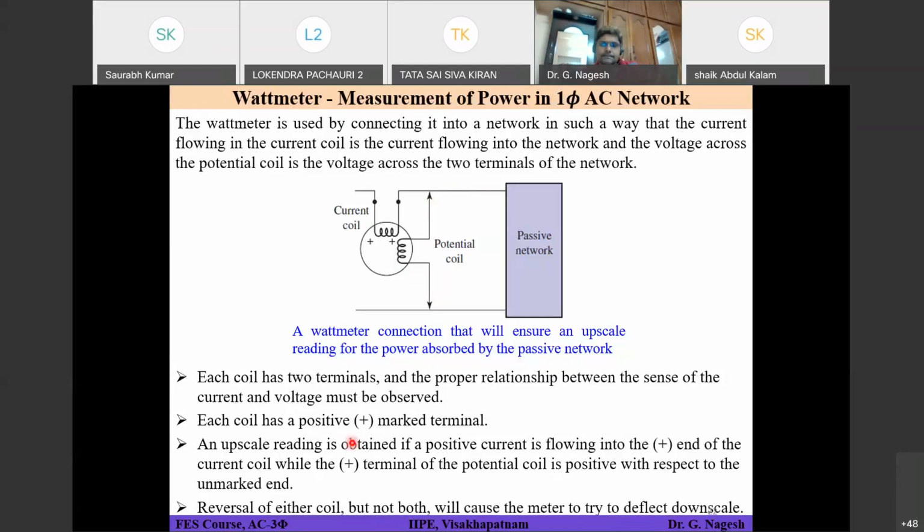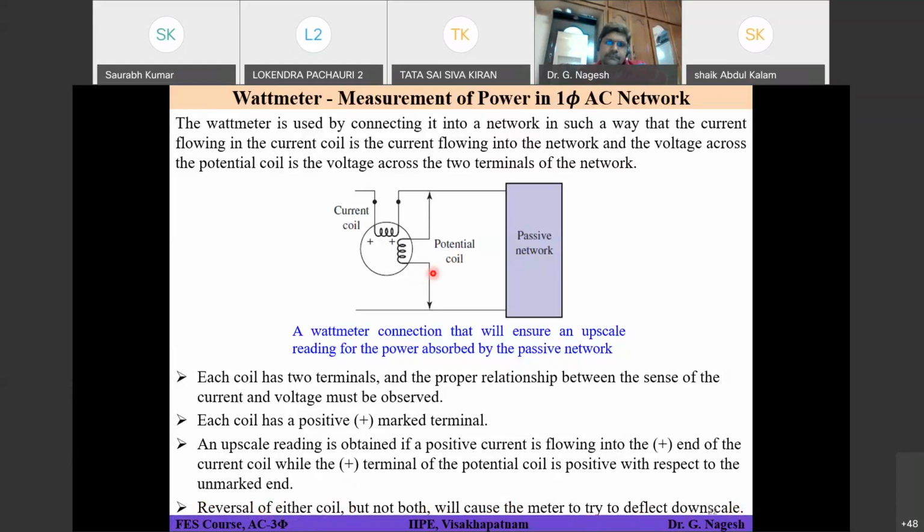Is it clear? Sir, for the diagram, the center one is? Potential coil. Voltage coil, sir. Yeah, voltage coil or potential coil, both mean the same. Okay, right. So the last point it says is that reversal of either coil, but not both, will cause the meter to try to deflect downwards.